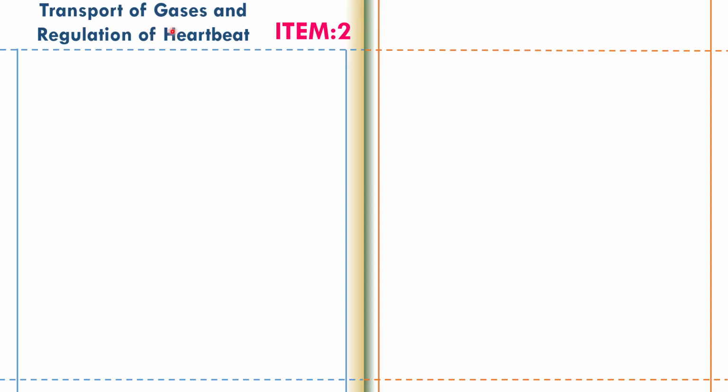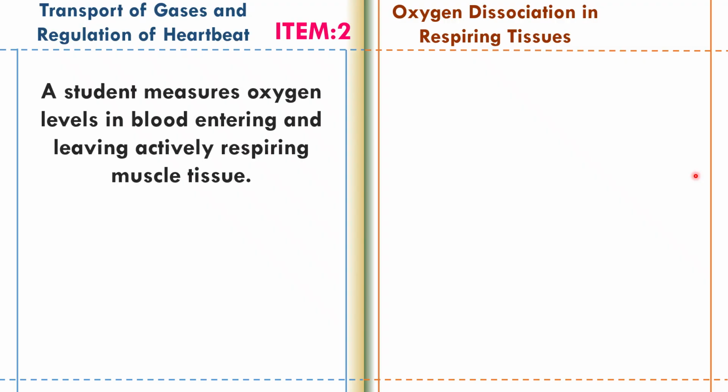Transport of gases and regulation of heartbeat. Item 2. Oxygen dissociation in respiring tissues. A student measures oxygen level in blood entering and leaving actively respiring muscle tissue. Task.